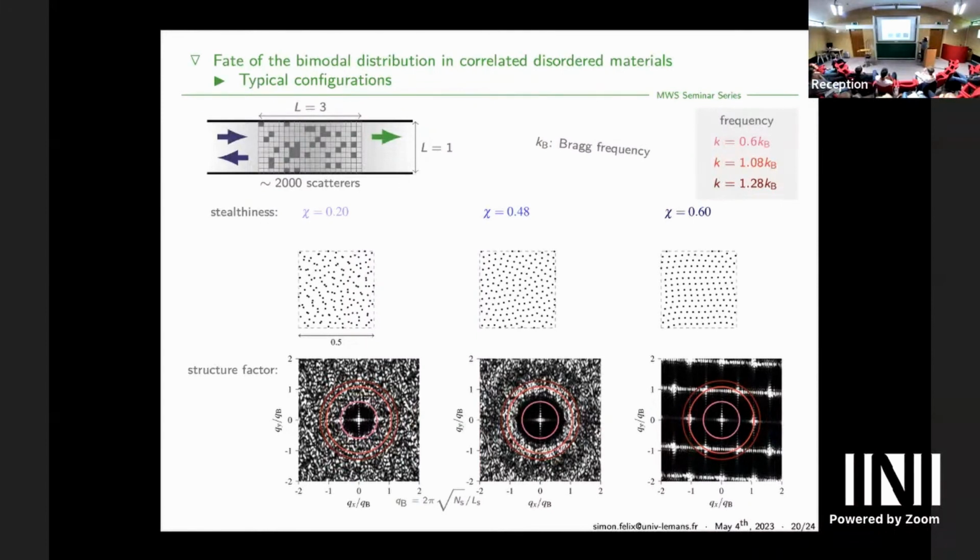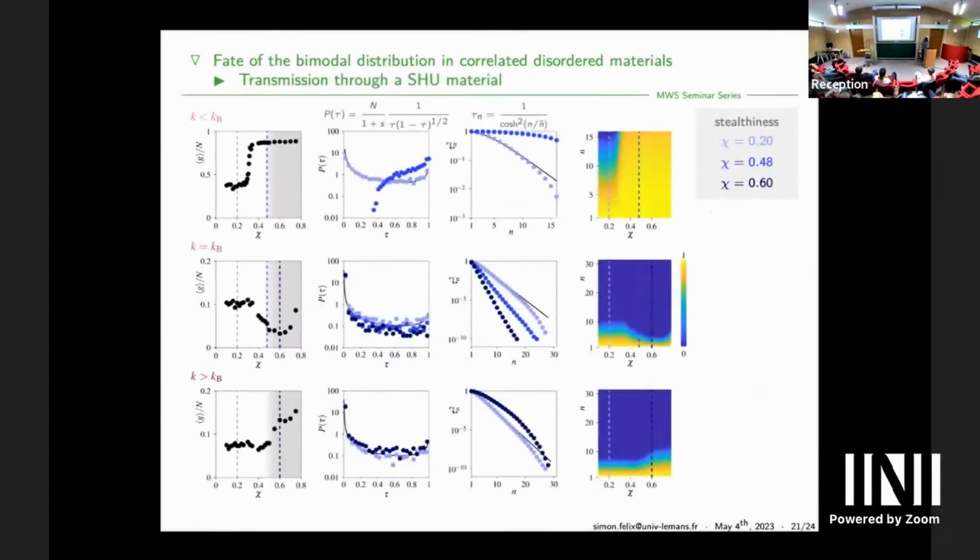One is at a frequency which is below the Bragg frequency, one is at a frequency which is close to the Bragg frequency, which is this circle here, and one at a frequency above the Bragg frequency. And we will consider the conductance of the system and the distribution of the eigenvalues to check this model property.